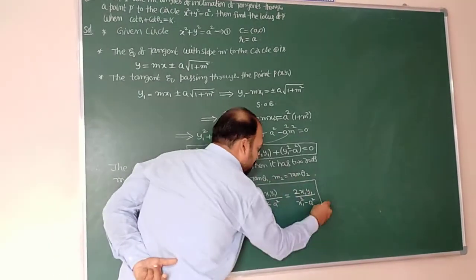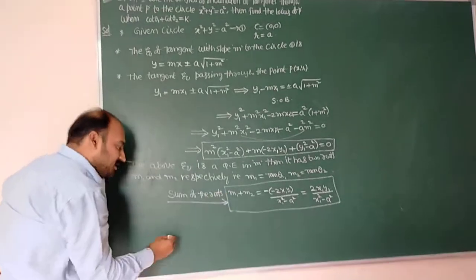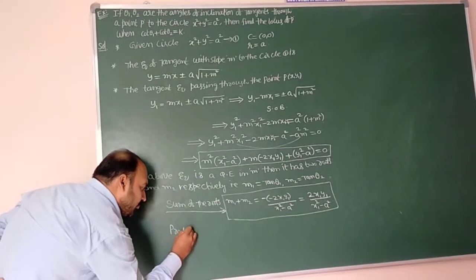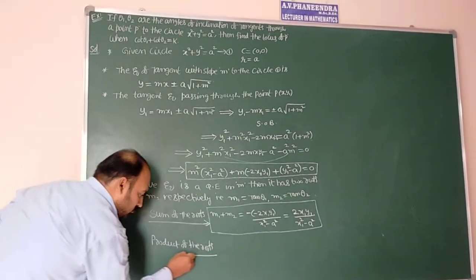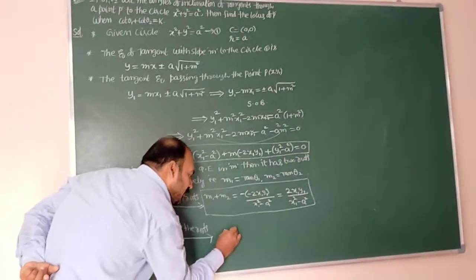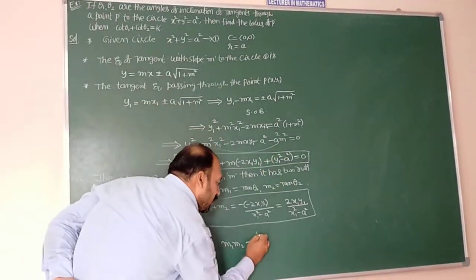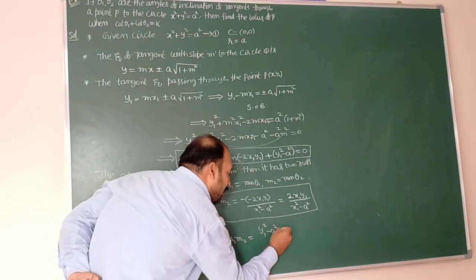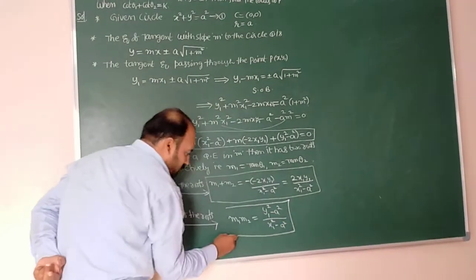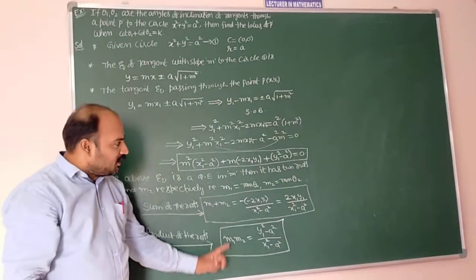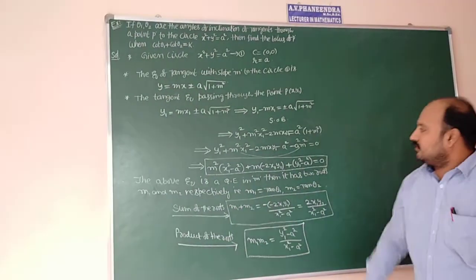This is about the sum of the slopes. Next, the product of the roots. The product of the roots means m1 m2 is equal to C by A. The C value is this one: y1 square minus a square divided by x1 square minus a square. After completing these steps, one more condition is given here.